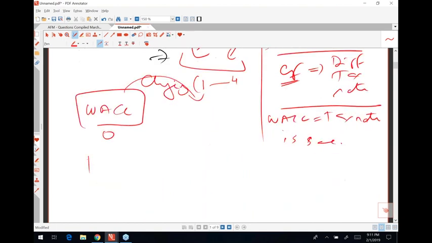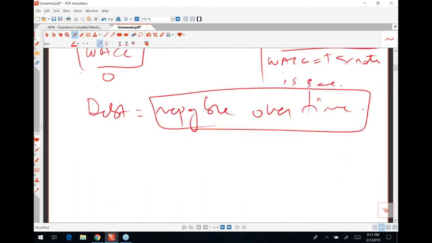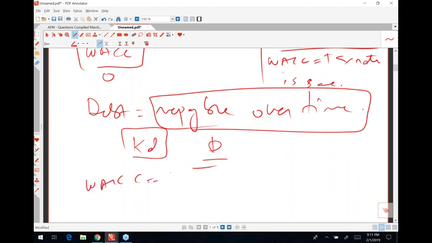And lastly, if we have a debt which is repayable over time, what actually happens is that your overall cost of debt also changes. Your market value of the debt also changes. And unfortunately, when we use the weighted average cost of capital, we don't consider that changing level of debt, the changing level of cost of debt, etc.